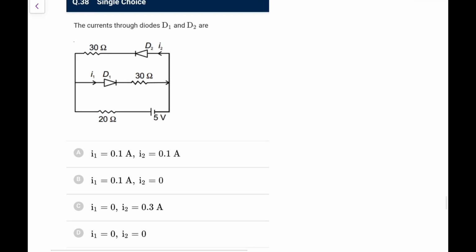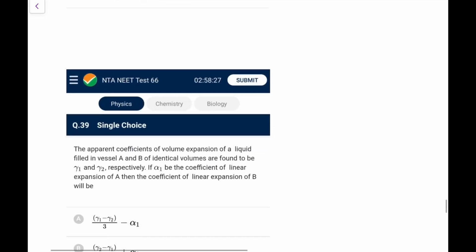The current through the two diodes in the figure is, okay. So first of all, this is reverse bias, so no current. This is forward bias, so it will be a wire. So the current will only flow through this, because its resistance will almost be 0, so 5 by 50, that is you can say 1 by 10 ampere. So 1 by 10 ampere goes through D1, that is 0.1 ampere, and for D2 that will be 0. So go for option B, it's an easy one.